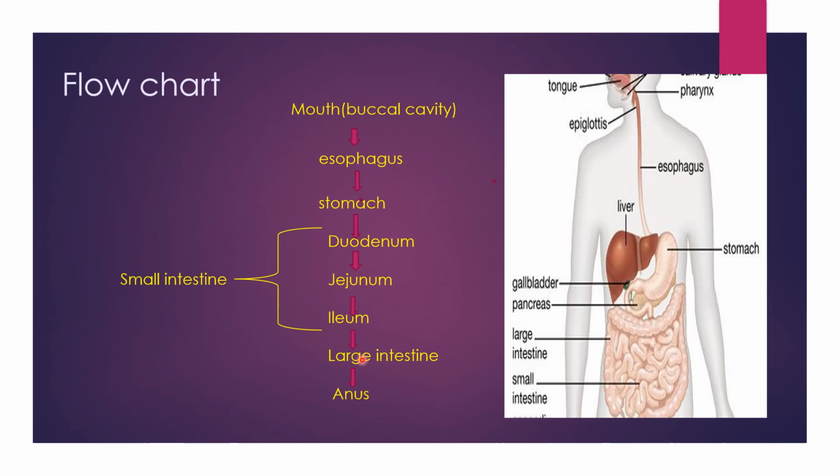Now, when food moves from the large intestine toward the anus, it is waste. This waste is called feces. This feces will be stored here, and later it will come out from the anus. So like this, your digestive system works.